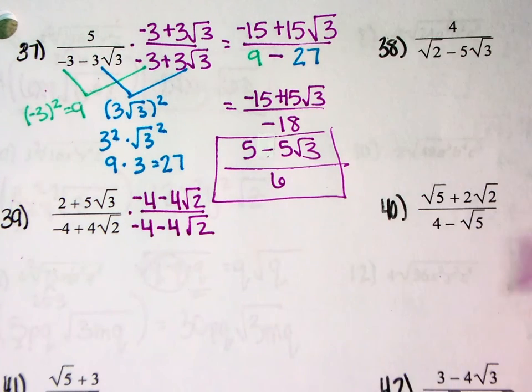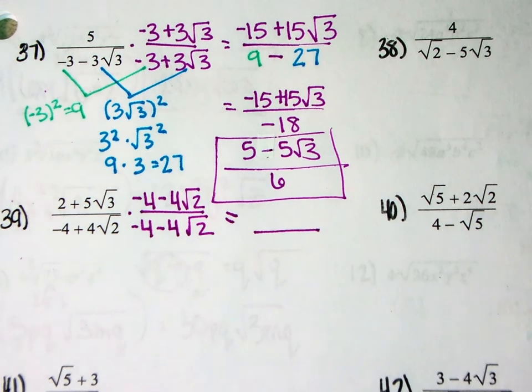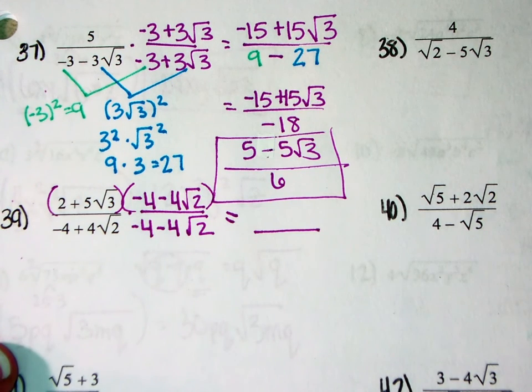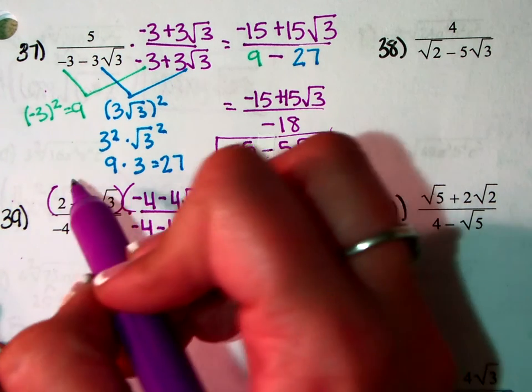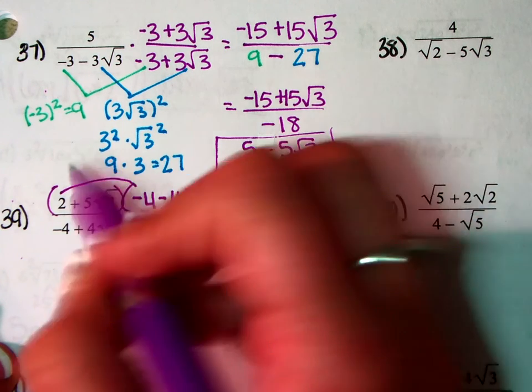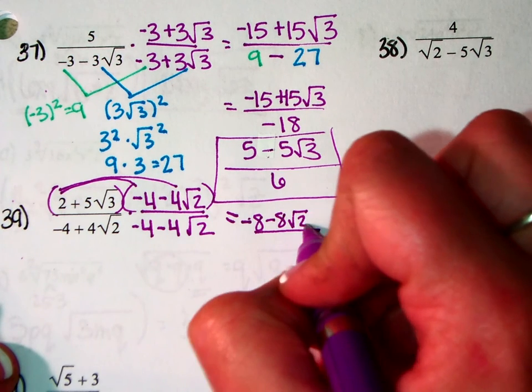Kind of got in my own way here. That's okay. We'll just move down here. Give ourselves some space. We're going to have to distribute a little bit more, so I'm going to focus on the top with parentheses to make my life a little easier. 2 times -4 is -8. 2 times -4 square root of 2 is -8 square root of 2.